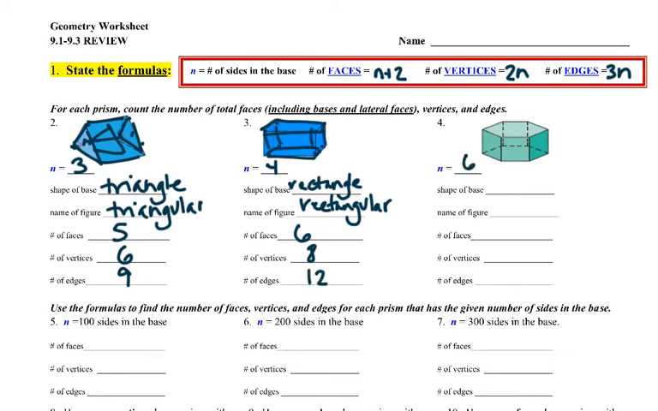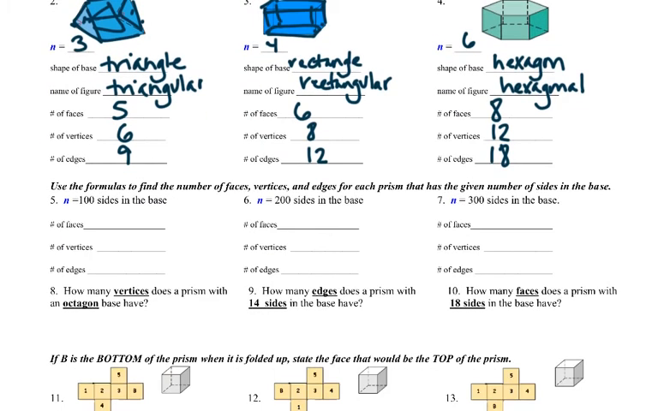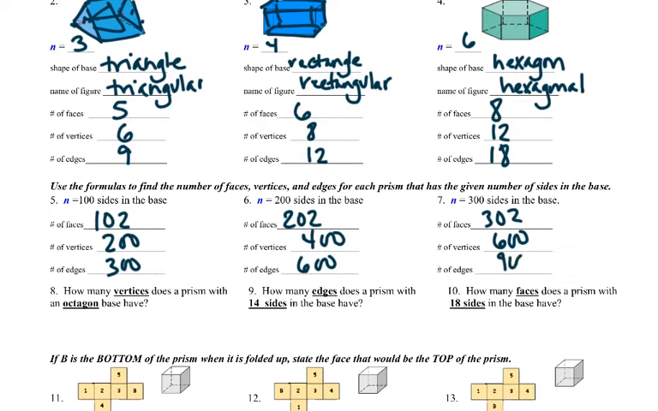As we get into something that has 6 sides, which is a hexagon, and so it's a hexagonal prism, you might want to use the formulas 6 plus 2, 6 times 2, 6 times 3, or you could count them. Definitely when you have 100 sides in the base, you're just going to add 2, double it, and then triple it. You're just going to want to follow the formulas. 202, double it, and then triple it. 302, double it, triple it, just like that.